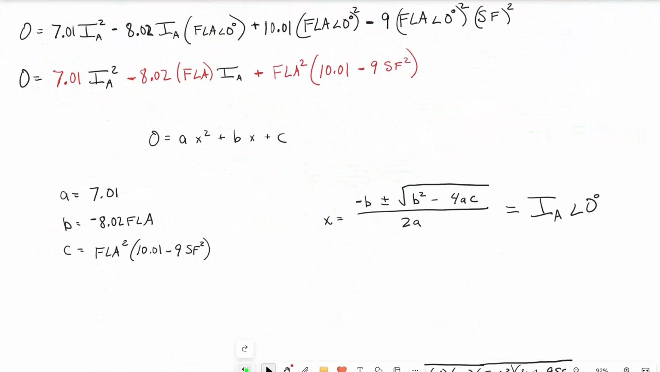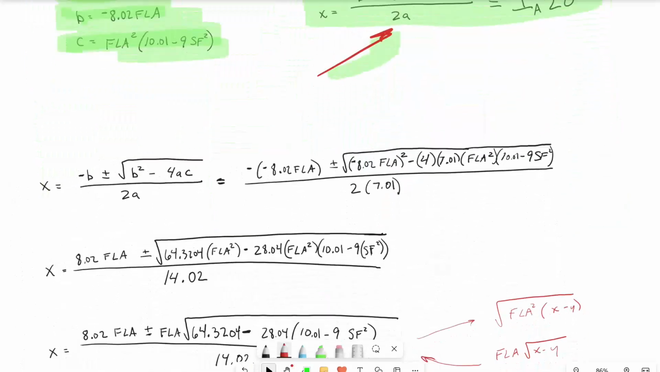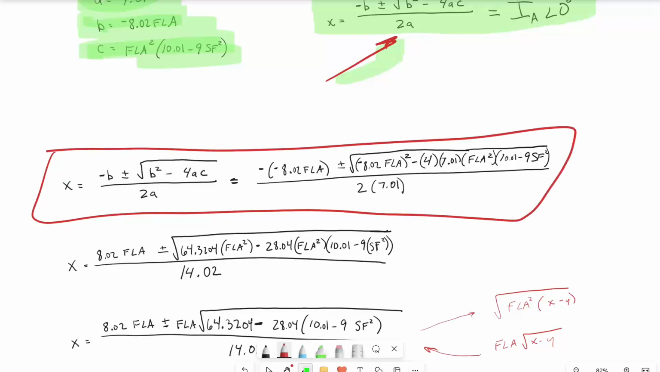That's all we did. And so the next thing I did was I said, hey, now let's take a step back. And when you do some high school math, you might run into this equation right here, which is the quadratic formula. And I said, look, we've got IA squared, we've got IA, and then we've just got some other number. So let's just go ahead and pretend that it's like this guy right here and just substitute the values. So that means that 7.01 is A, 8.02 FLA is B, and then C is going to be all of this right here. And if you substitute that into this formula right here, then what you get is all of this business right here.